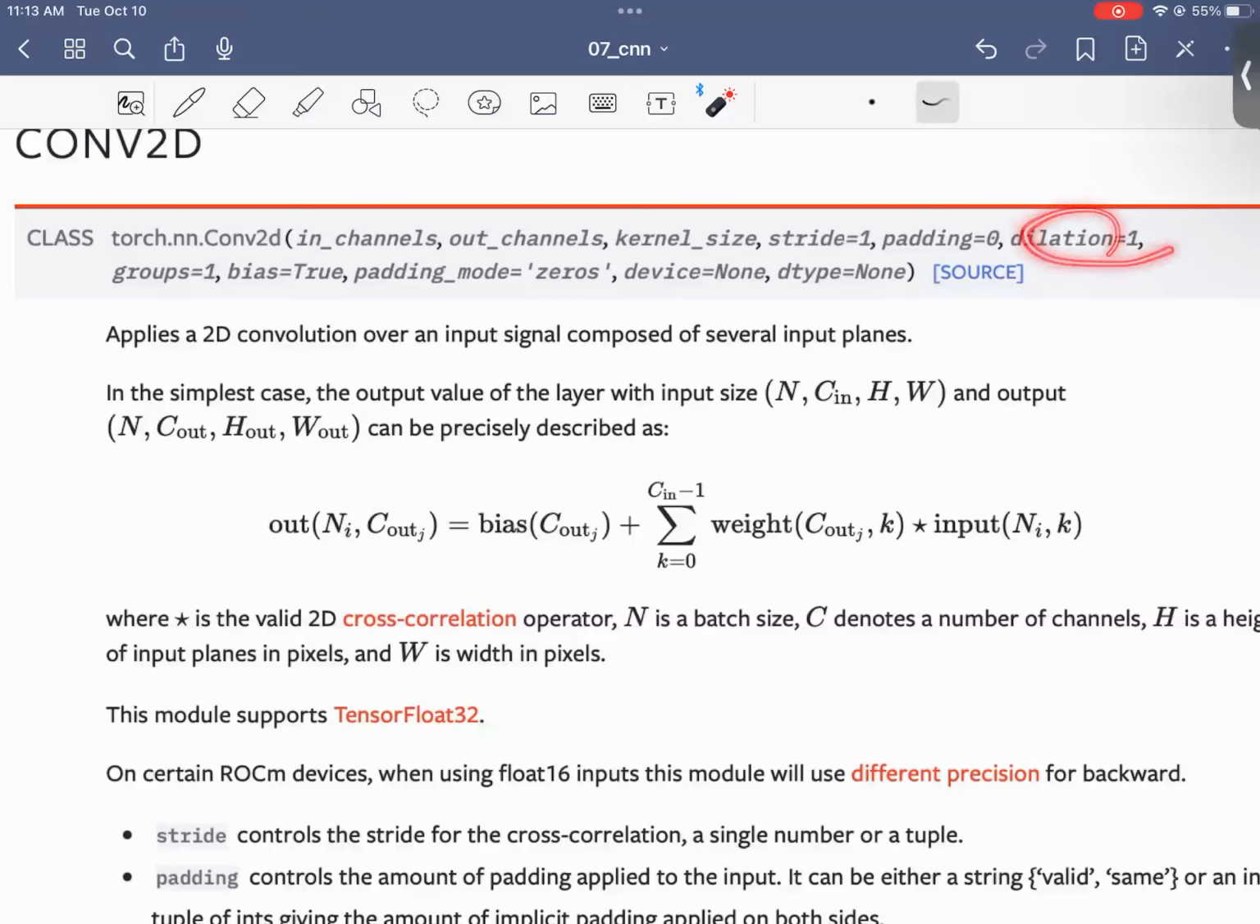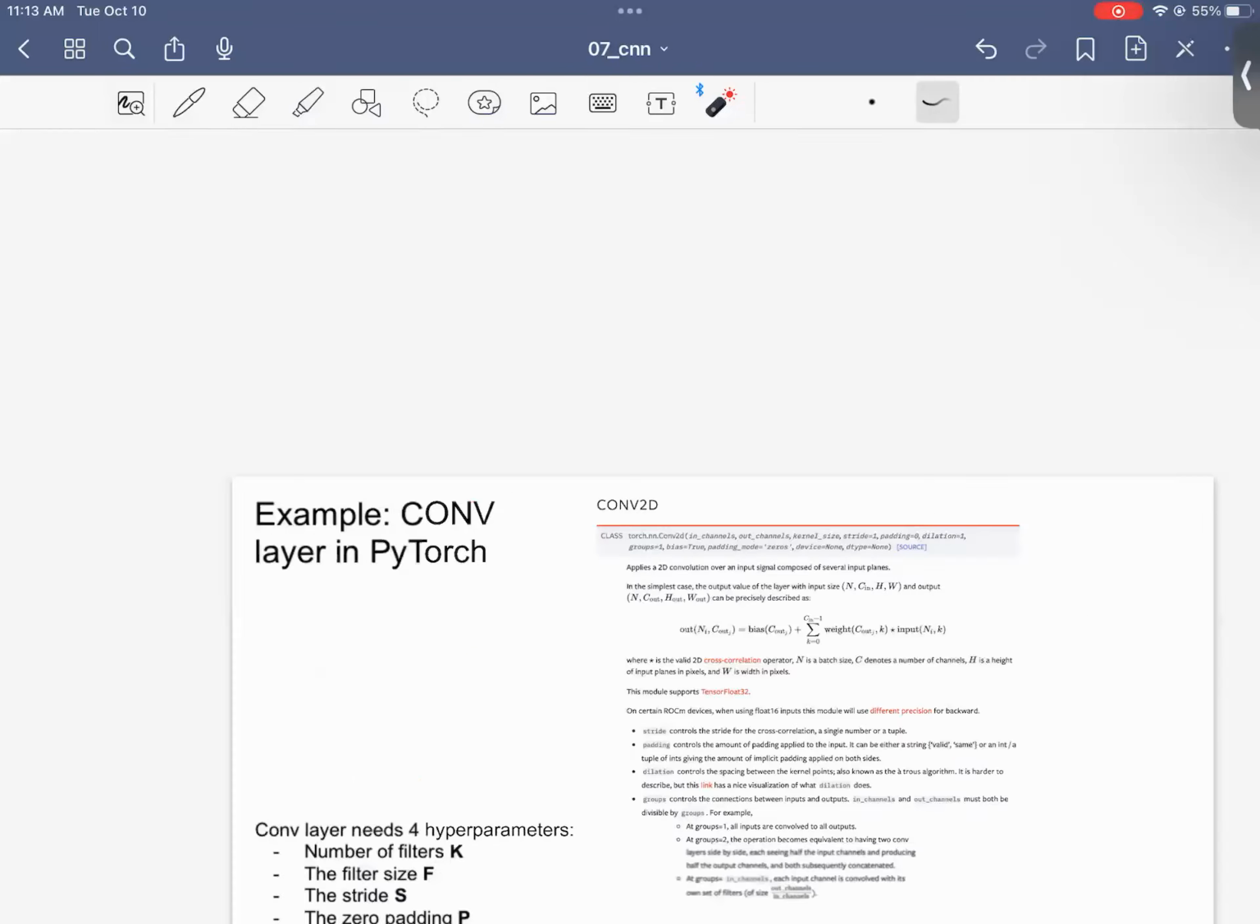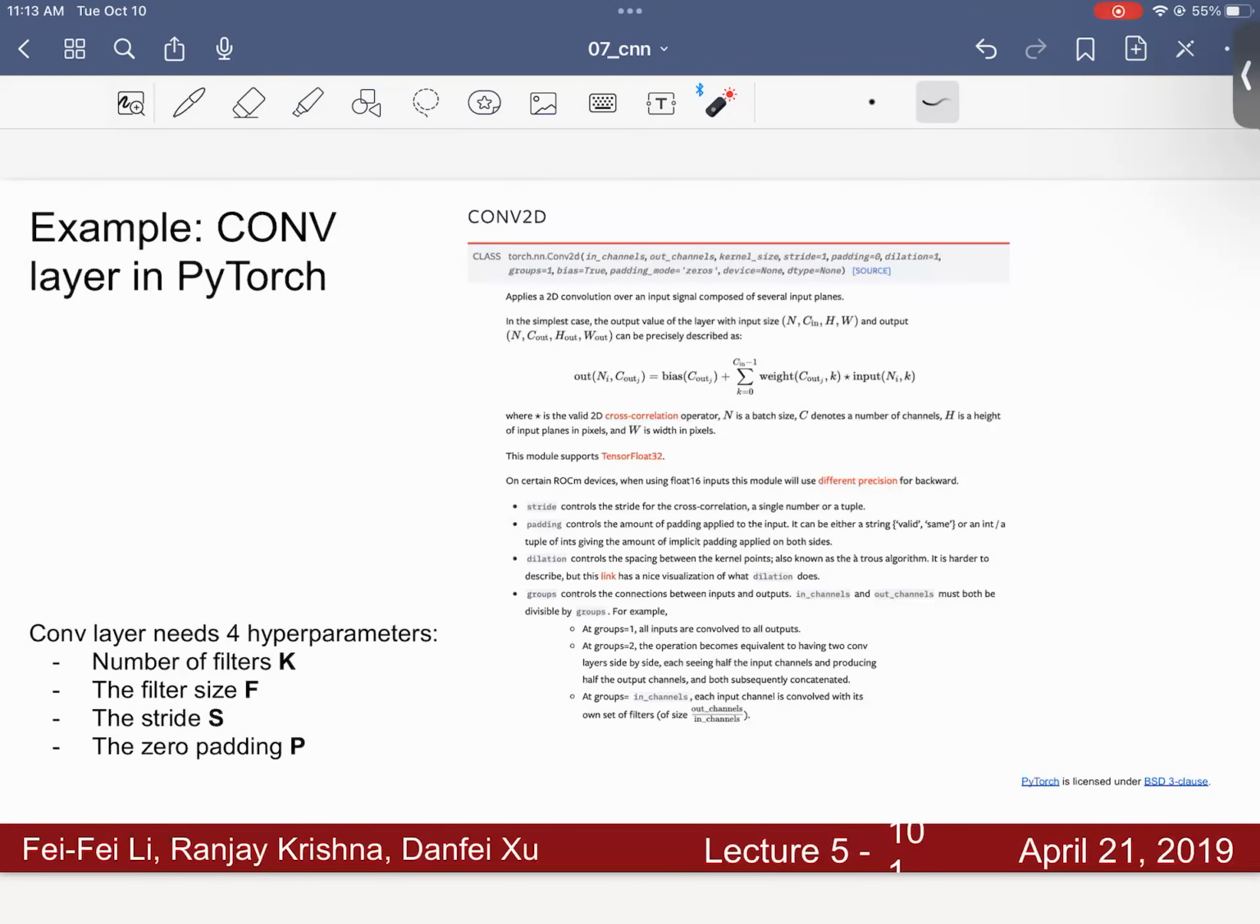Dilation is something that we haven't talked about, and we don't have time to talk about dilation or groups for that matter. Bias, usually true because we want to use bias. And padding mode, zeros, I guess there are other ways to use padding. Right. So you will get to use ConvNet in this Thursday's practice session.